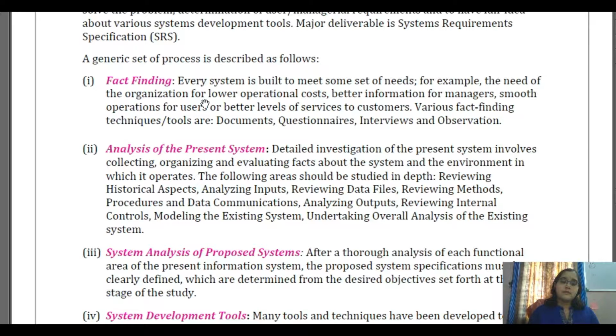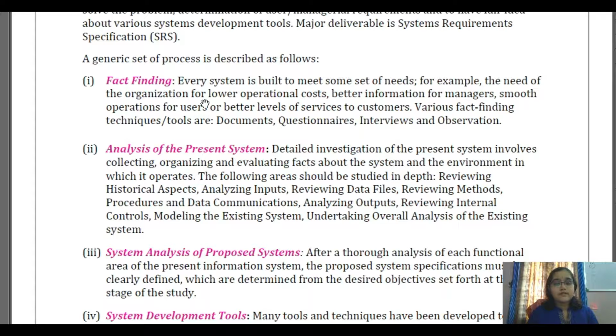Analysis of the present system, you may think it may conflict with preliminary investigation, but in preliminary investigation we just take a rough idea of what the present system is all about. But in system requirement analysis, we go into depth. Okay, so how do we do this system analysis of the present system?